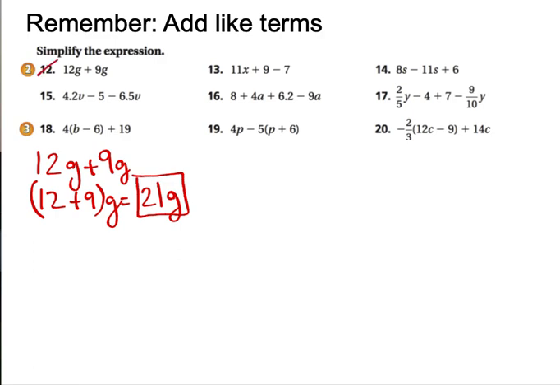11x plus 9 minus 7. We can only combine the pieces that are like terms, which is the 9 minus 7. So the 11x doesn't change, and 9 minus 7 is 2. So this ends up being 11x plus 2.